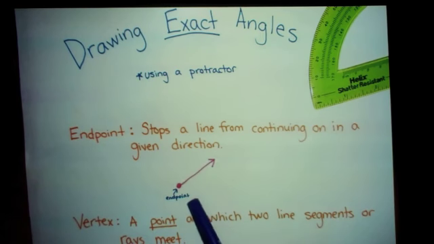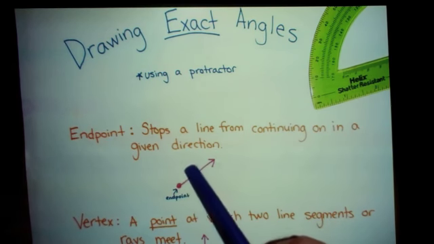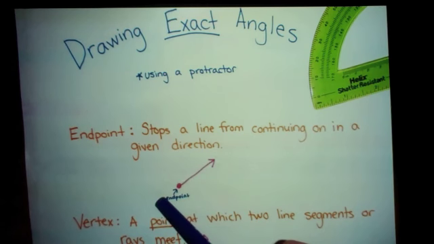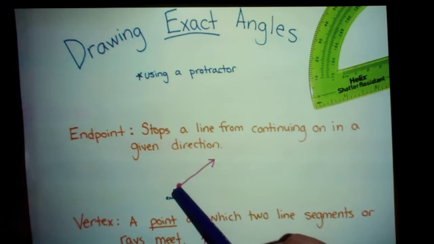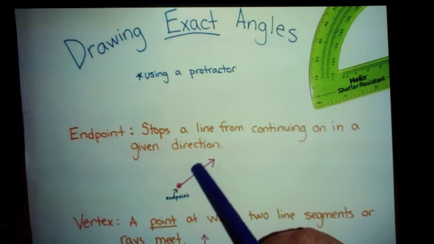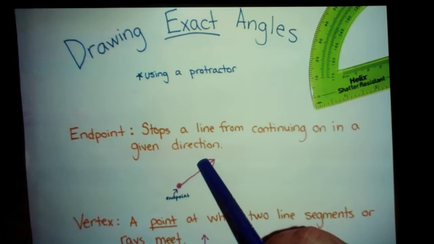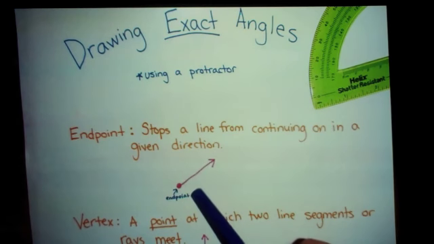So here's my example. Here is my endpoint. This round point right here, that's my endpoint because it stops this line from going in this direction. It doesn't go any further than that endpoint. It stops that line. The line will continue on this way because the endpoint has only stopped the line going in this direction.